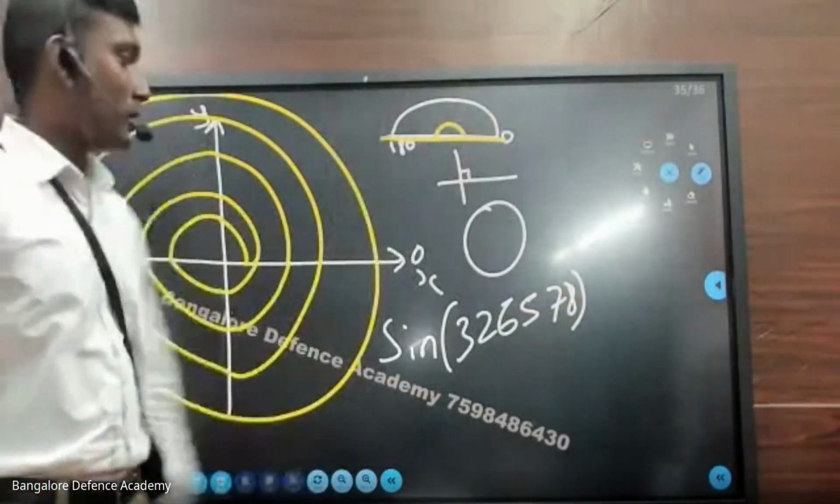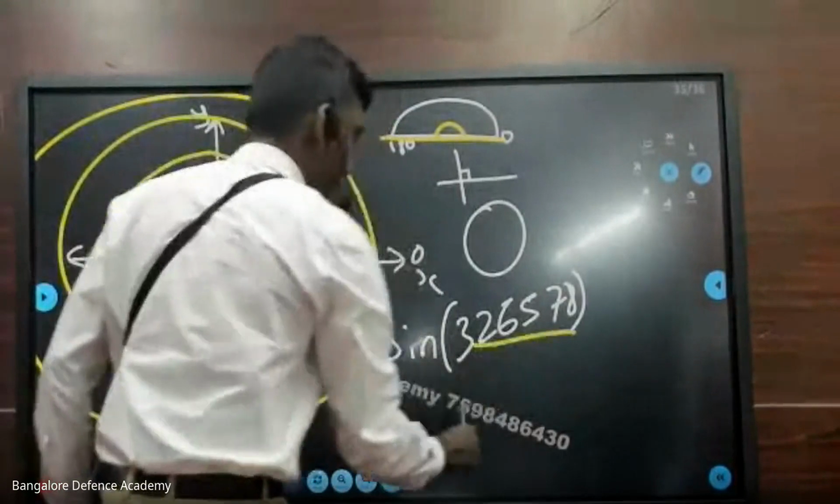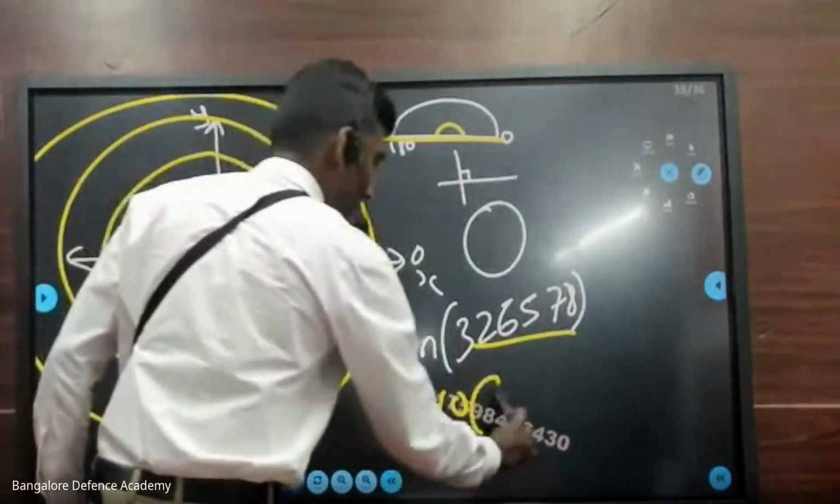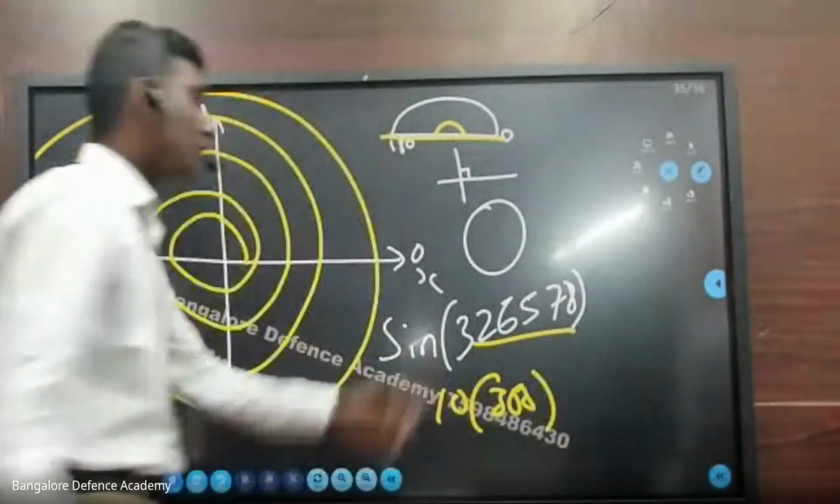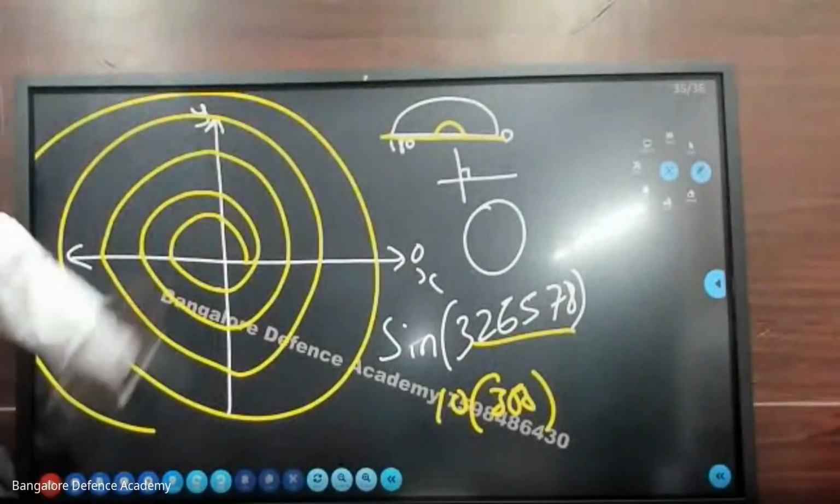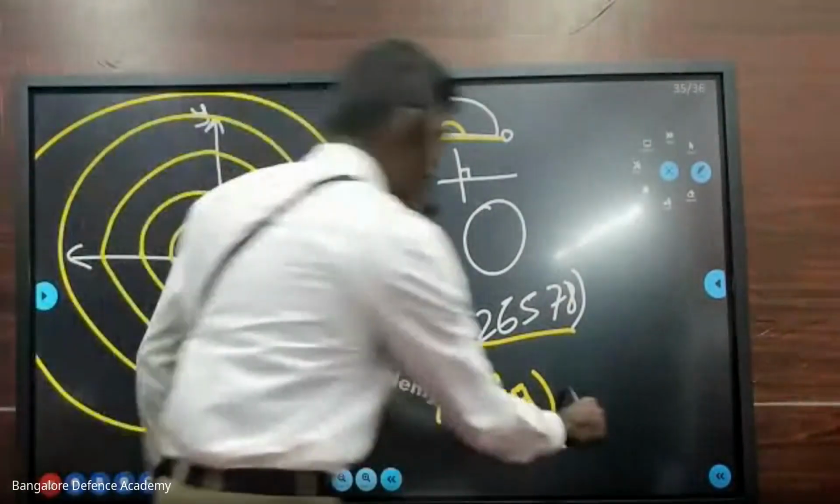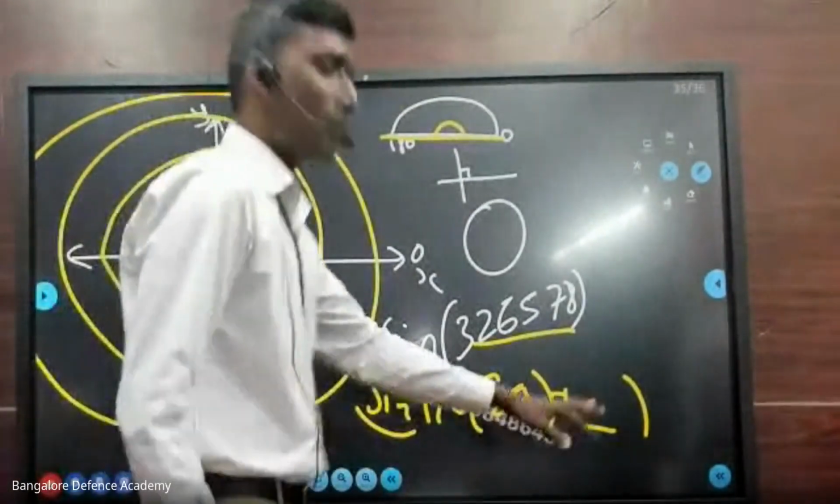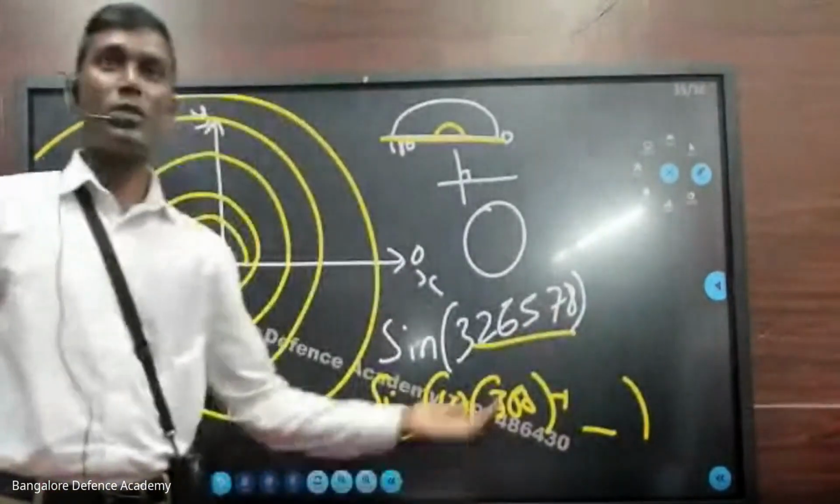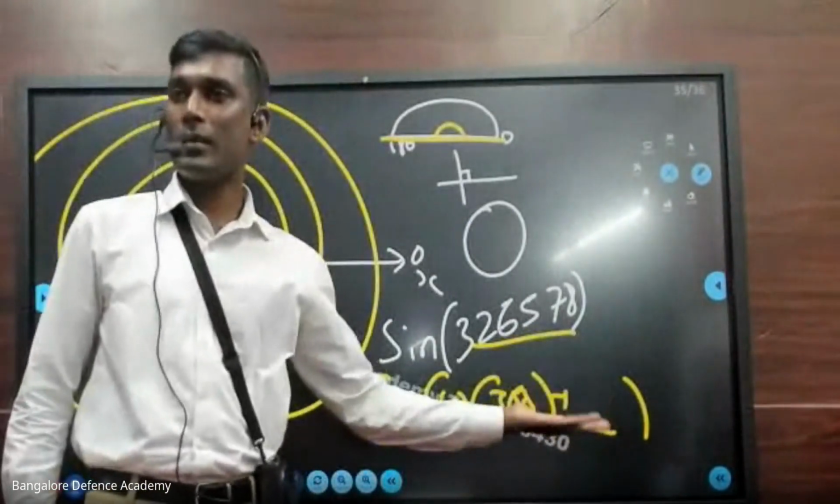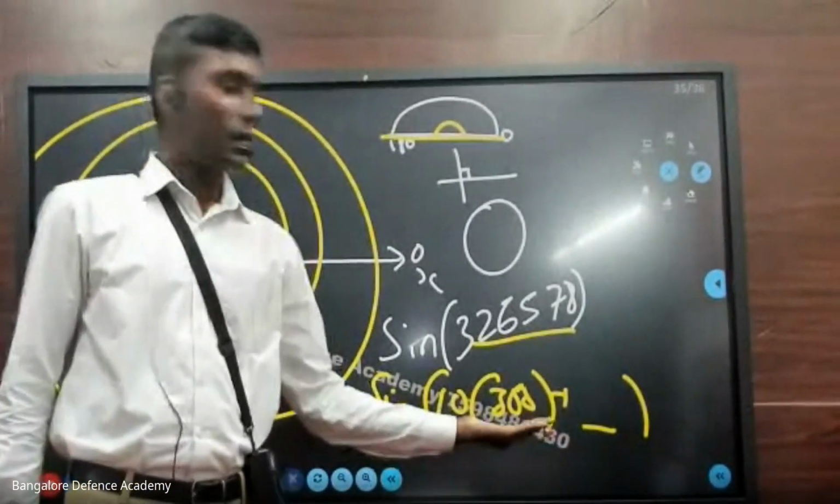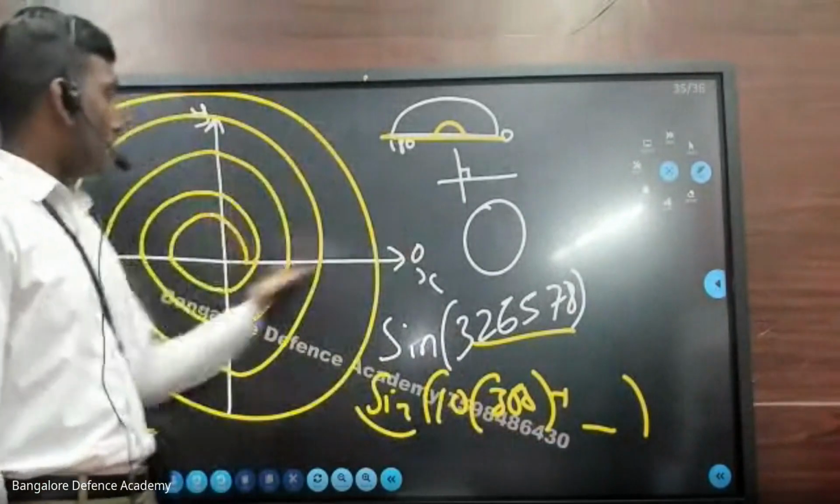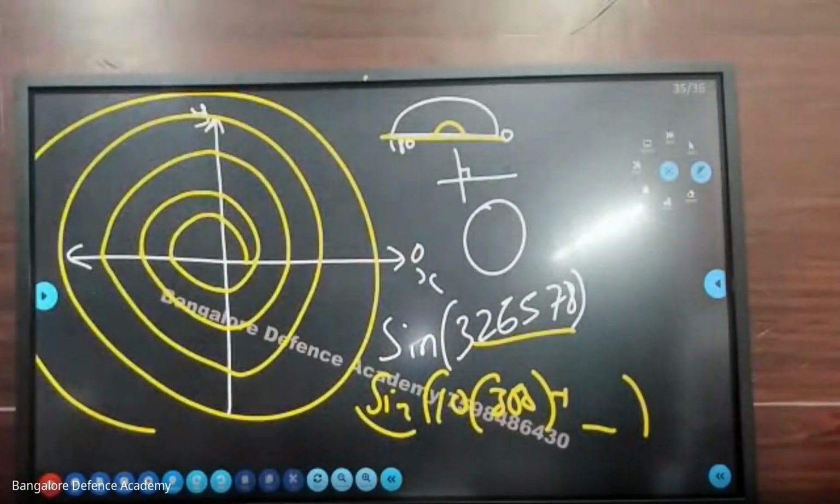So what happens now? This, I will write like this. 10 into 360. Tell me what is 10 into 360? 3,600. Then plus something. Okay, then I have sine. So now first I will check in which quadrant it is. This is your 11th standard high level NDA mathematics. You understand? So if you don't understand what is happening here in trigonometry based on studying this chapter.